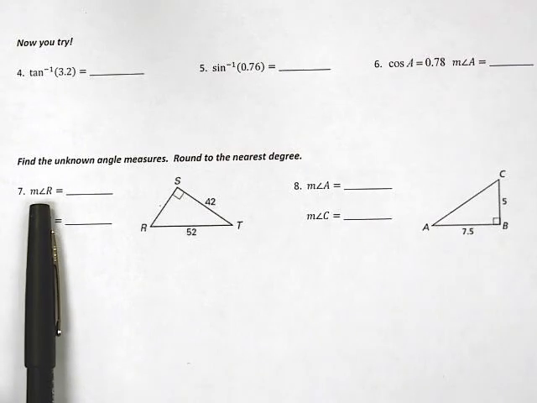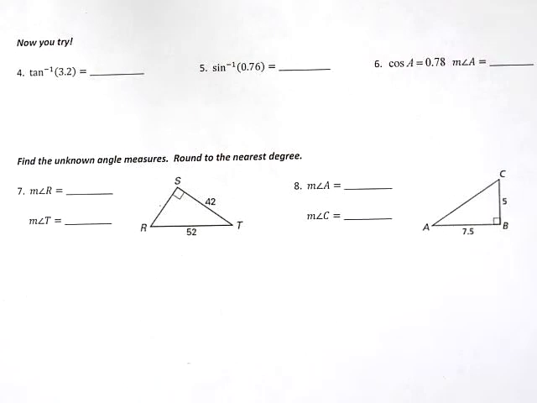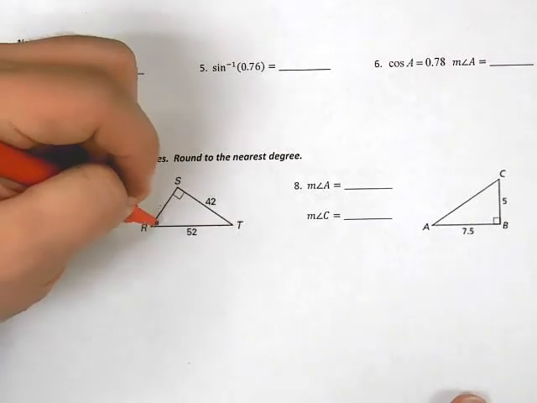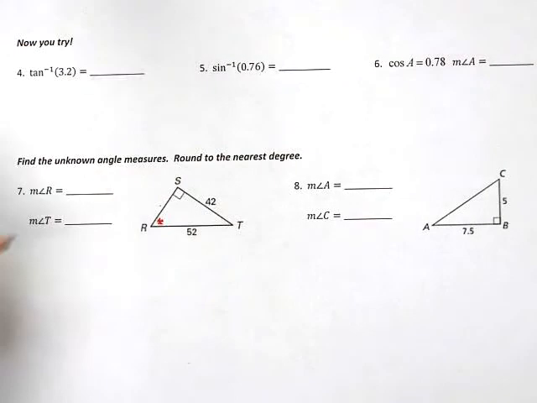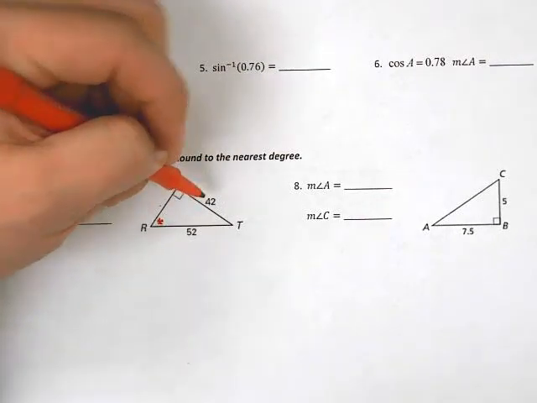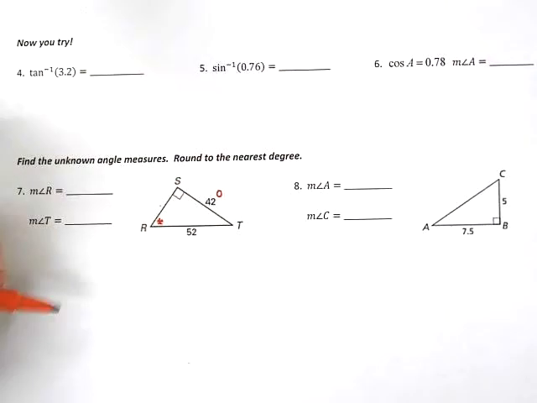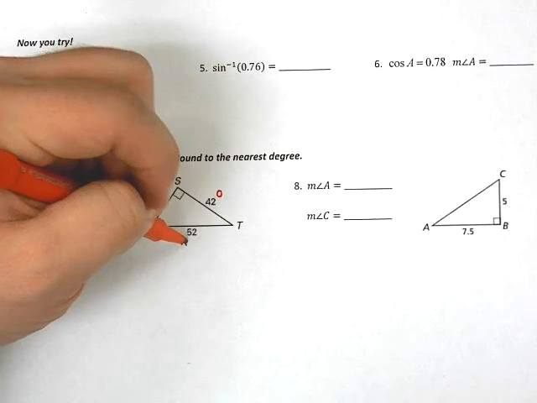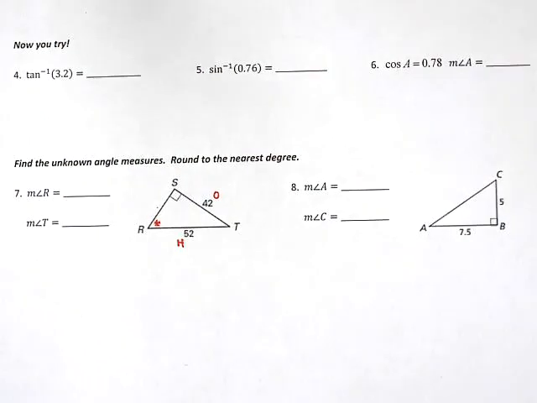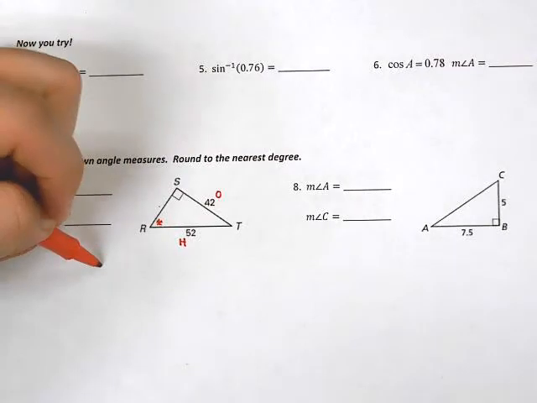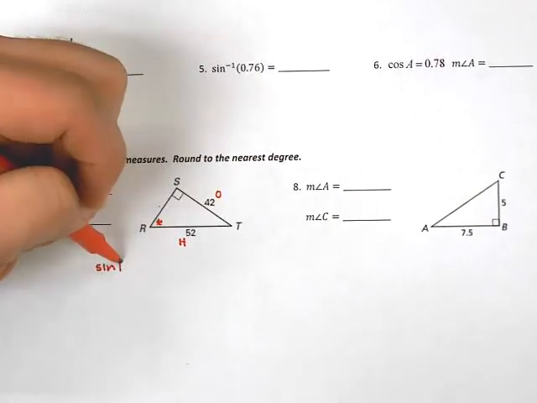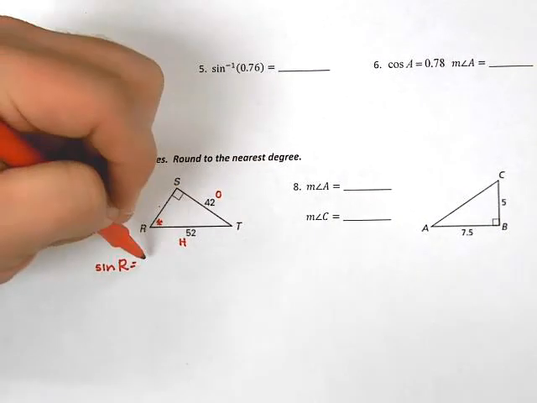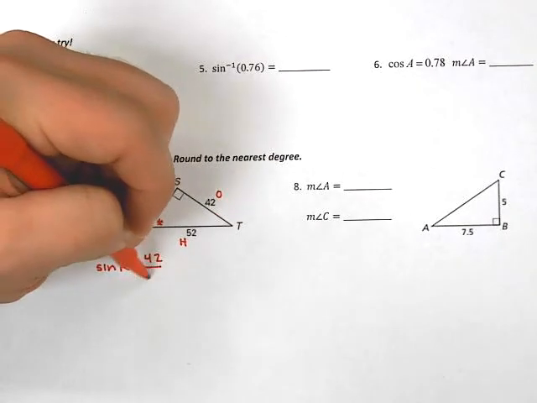Angle R, if we're talking about angle R, well then I know that 42 is the opposite and 52 is the hypotenuse. Which trig function involves opposite and hypotenuse? The sine. So I know that it is the sine of angle R that will be opposite over hypotenuse.